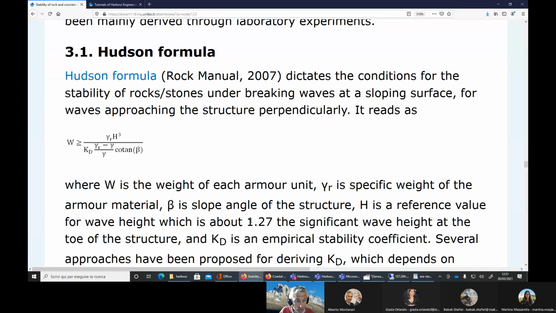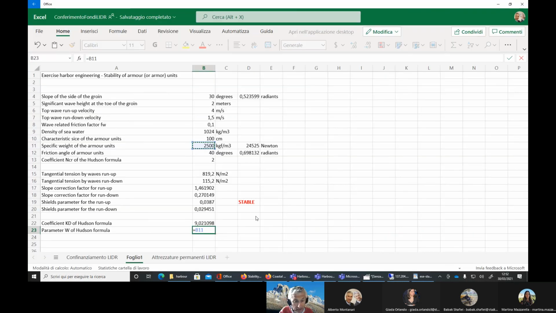Let me see. Okay, the cube of H is 1.27 times the significant wave height. So let me do it like this, times 1.27 times the significant wave height, which is something around here. Okay, here it is, 2 meters, perfect. And then I can close it and compute the power of 3. And then I have to pass to the denominator.